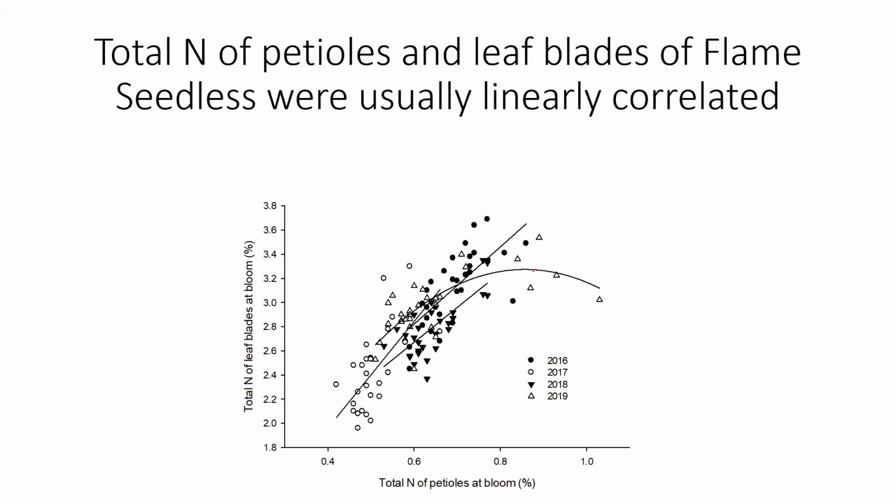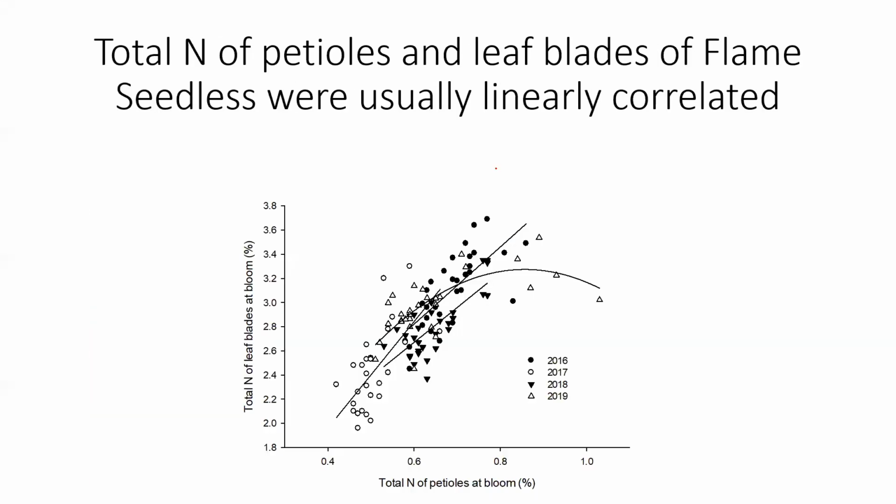But in this one vineyard, or in this one year, 2019, we got some higher values of total N in the petioles than we had previously, and we see a bit of a plateau there. So it seems like at these more moderate or lower levels, there's a good linear correlation between TN of leaf blades and TN of petioles, but maybe the relationship might change at high N levels.